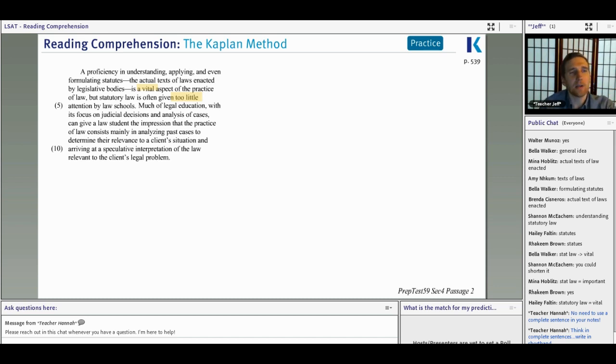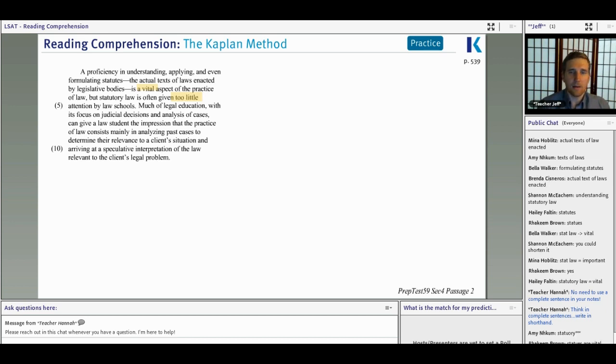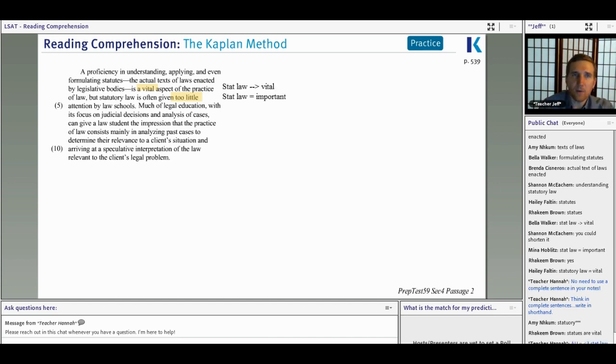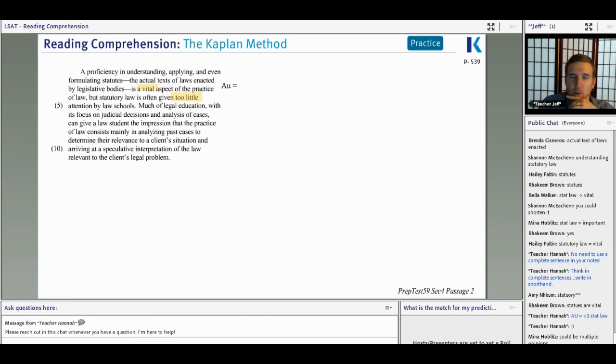So tell me, please, how could we really shorthand this? I'm seeing a couple. I'm seeing some like stat law arrow vital. I'm seeing another of like stat law equals important, right? You know, there are a lot of different ways that we could write this. I will tell you that it's useful to know author. Why do you think it's helpful for us to just remind ourselves that this is something that the author believes, as opposed to somebody else?